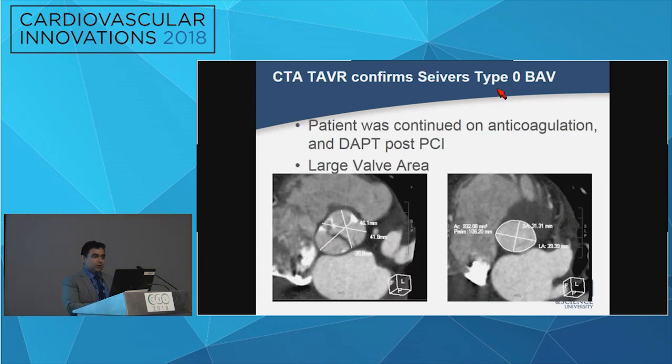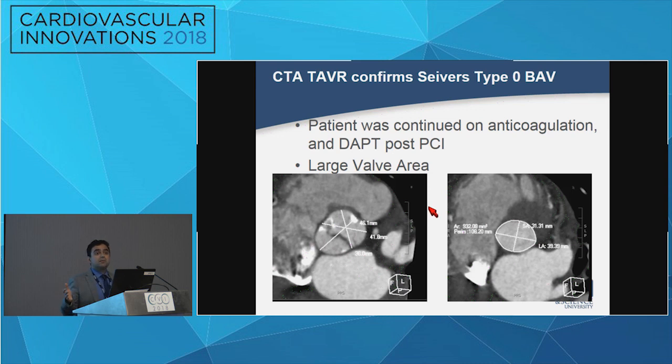So we went ahead and performed a TAVR CTA, and this demonstrated a Sievers type 0 conformation bicuspid aortic valve and a pretty large valve area. You can see an area on the valve of 932 square millimeters and a perimeter of 108.